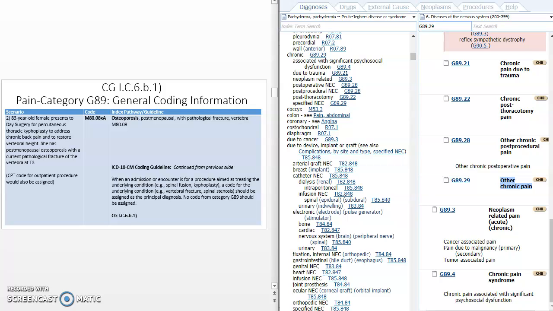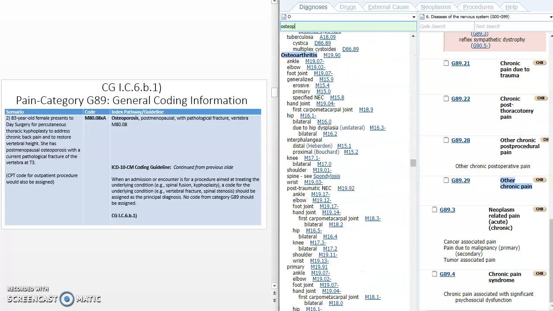Okay, so this part that we're looking at now has to do with a procedure that's being performed to treat the underlying problem. So she's having a kyphoplasty because she has this osteoporosis with a pathological fracture. So in this case, it says that when the admission is for a procedure that's aimed at treating the condition, then no code from G89 should be assigned. So the only code we need is for the osteoporosis with the related fracture.